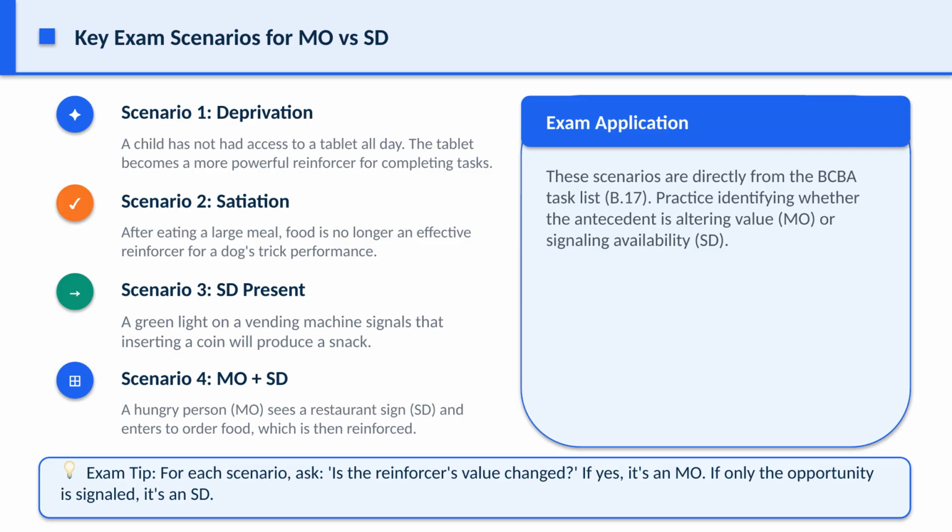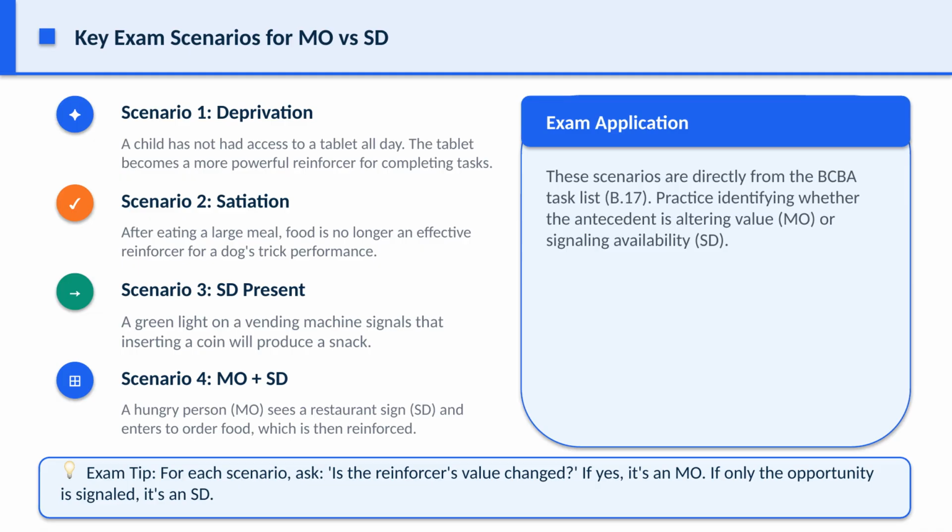Deprivation, like a child who hasn't had a tablet all day, increases the value of the tablet as a reinforcer. This is an MO. Satiation, such as after a large meal, decreases food's effectiveness, also an MO. In contrast, an SD, like a green light on a vending machine, signals that a specific response will produce reinforcement. The critical distinction appears when they combine. A hungry person, MO, sees a restaurant sign, SD, and enters to eat.